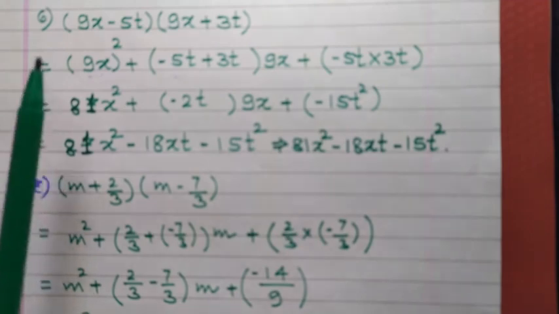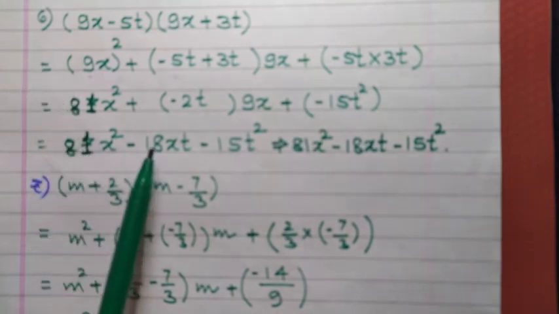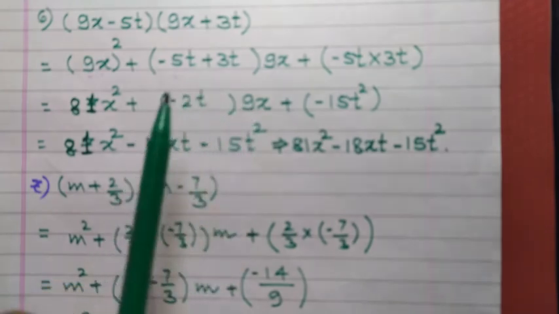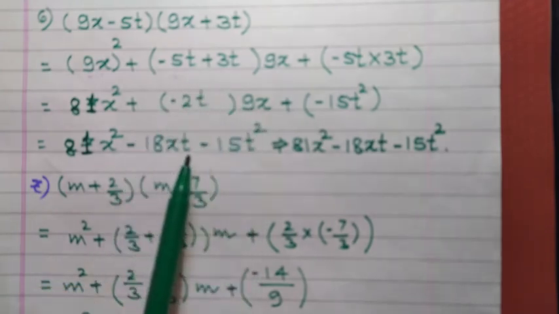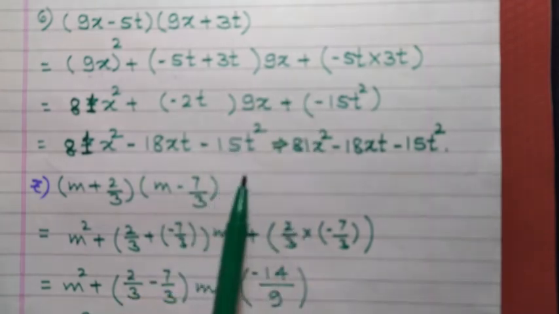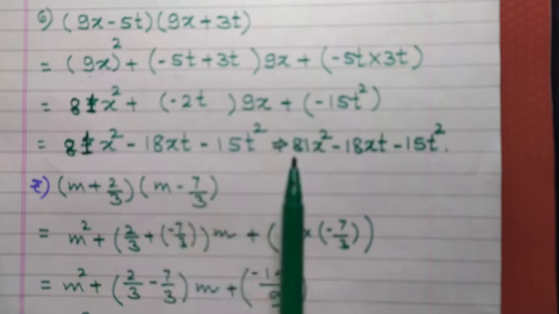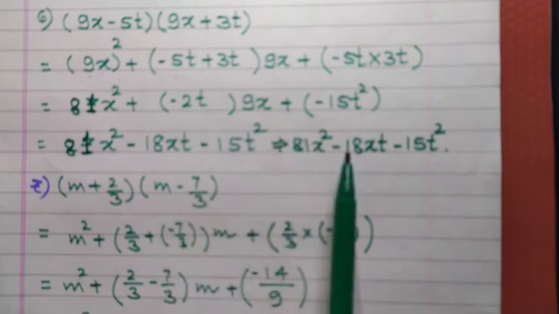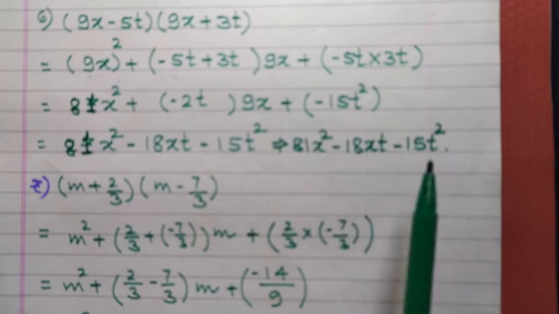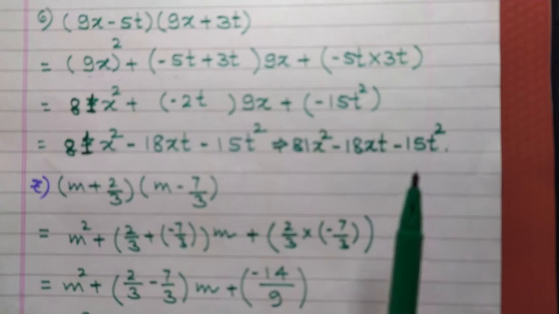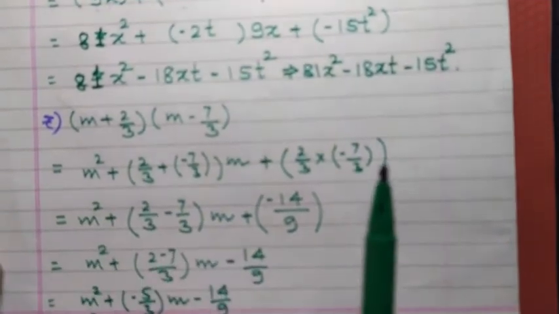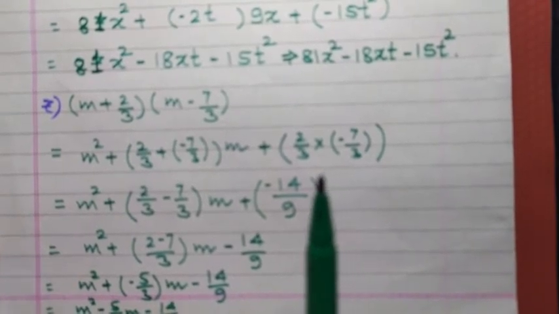Let us simplify it now. 81x square minus, now see here, 9 into 2, 18, x into 2, xt, plus into minus, it will be minus 15t square. So finally your answer will be 81x square minus 18xt minus 15t square. Now we move towards example number 7. Check example number 7. Here it is.